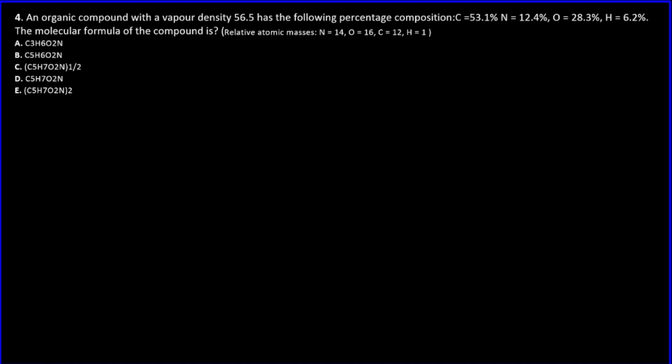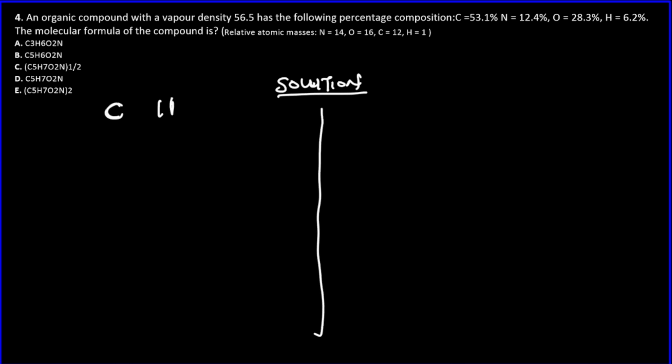So question 4. Question 4 says an organic compound with a vapor density of 56.5 has the following percentage composition. Let's quickly write our solution. These are the percentage compositions of each element. We are asked to look for the molecular formula of the compound. How do we find the molecular formula? Very simple. First find the empirical formula. Write the chemical symbols of the elements out: CHON, I'm writing it according to this option.